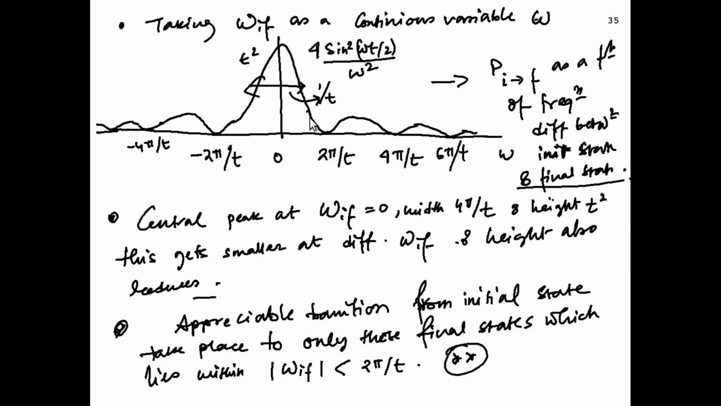If I plot this function, it looks like this: a peak at the center, and then small peaks at periodic intervals, and the difference between these peaks is very high. If the big peak is 1, the next smaller peak is like 0.05, it is that high. So if I plot omega_if as a continuous variable omega, this is how the plot looks. We can see the probability amplitude for transition from i to f as a function of the frequency difference between the initial state and the final state.